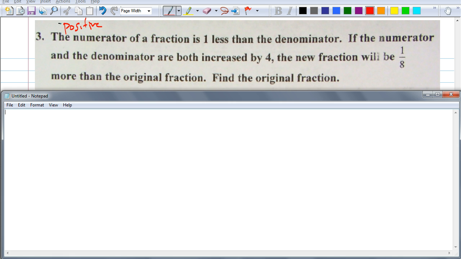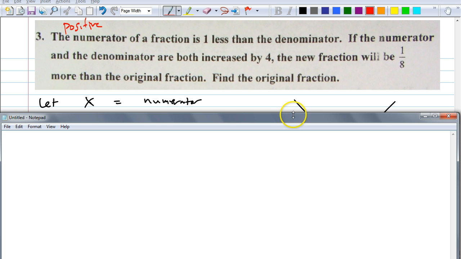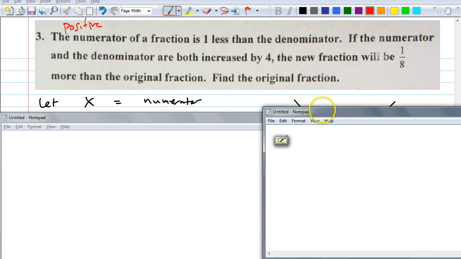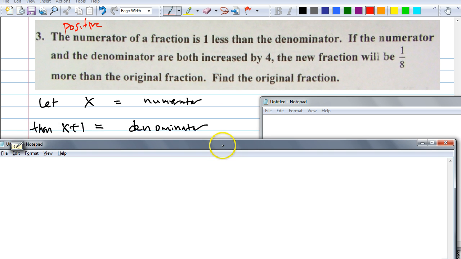Correct? So I'm going to let x be what? Numerator or the denominator? Yeah, denominator might be better because then you could just add 1 for numerator. Let me see what I did. I said x to be the numerator. Is that okay? Let's just do it that way. It doesn't really matter. But then the denominator, as we said, you just have to add 1 to it, right? Because the numerator is 1 less than the denominator. So whatever the numerator is, you add 1 to it. That's how you get the denominator.